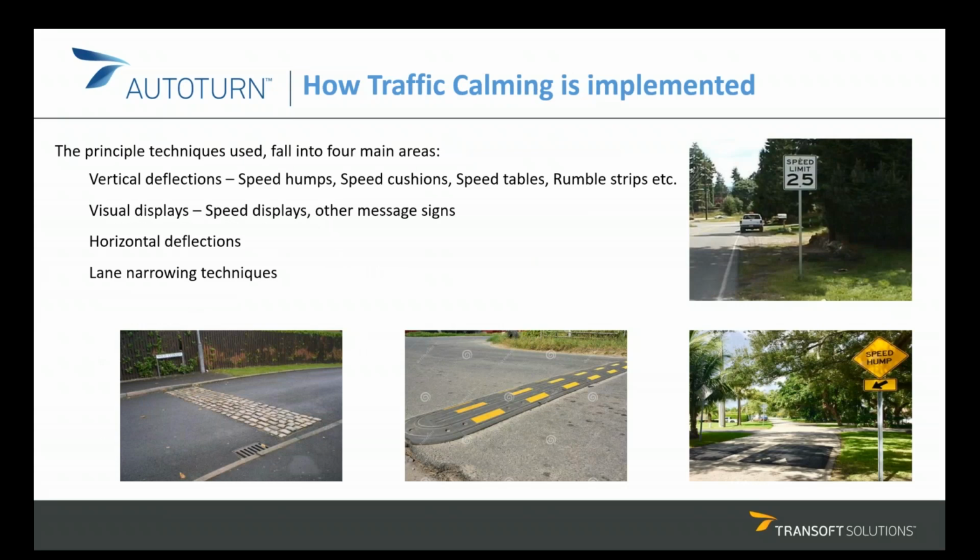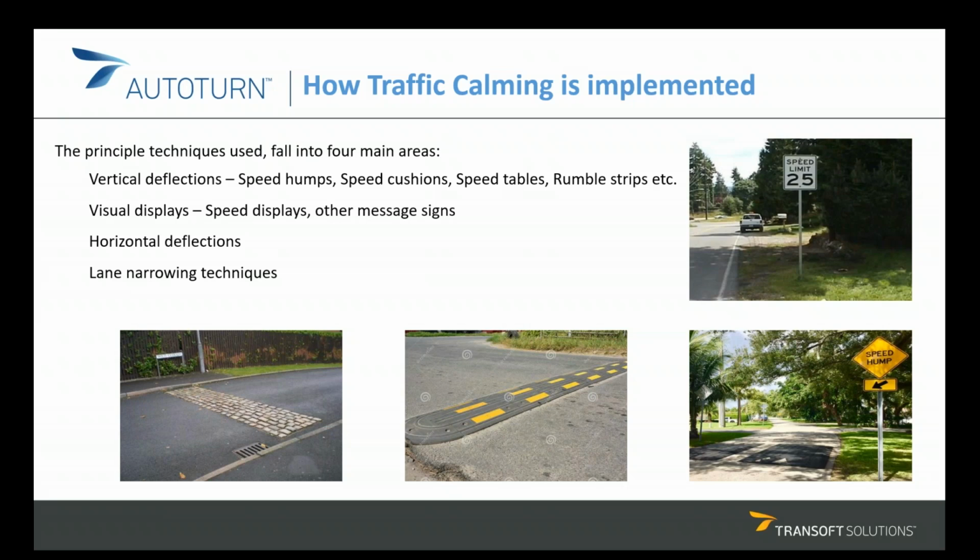So how is this implemented? The traffic engineers or public work officials or the urban planners have many strategies for implementing traffic calming programs, which is entirely based on the region and the requirement. So all these solutions are used to create more complete streets that offer safe access to all users. The principal techniques used in traffic calming fall into four main areas, which are the vertical deflections, visual displays, horizontal deflections, and lane narrowing techniques.